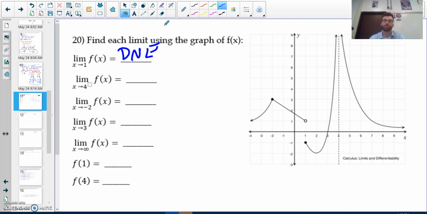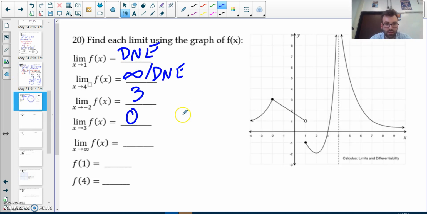Okay. If we look at 4, if I approach 4 from the left, it goes off to infinity. If I approach 4 from the right, it goes to infinity as well. Now I can say infinity, or I can say does not exist. Either one is acceptable. Negative 2. Negative 2 from the left is 3. Negative 2 from the right is 3. So the limit is 3. 3 from the left is 0. 3 from the right is 0. So I get 0. Infinity.